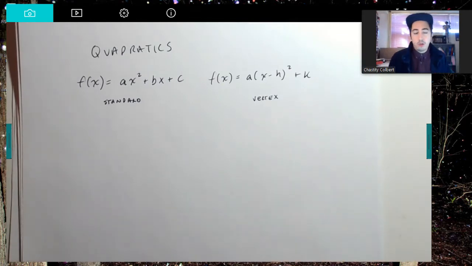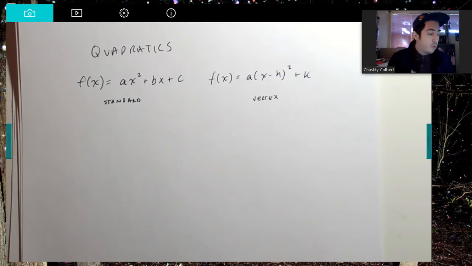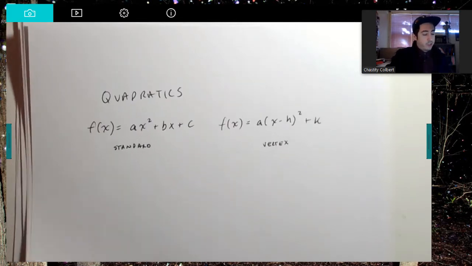The great thing about vertex form is you can tell the vertex immediately. That's why it's called vertex form. Standard form is good for other things, like solving and finding solutions. So we want to go from one to the other, and there's a couple ways to go about it. I'll show you both ways, but for now we'll do the assignment.